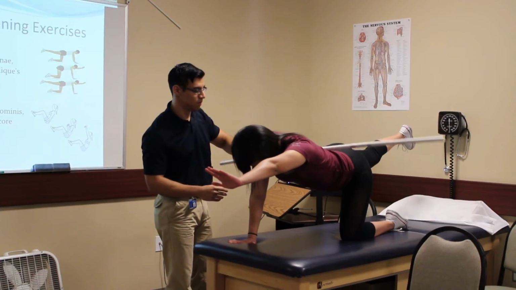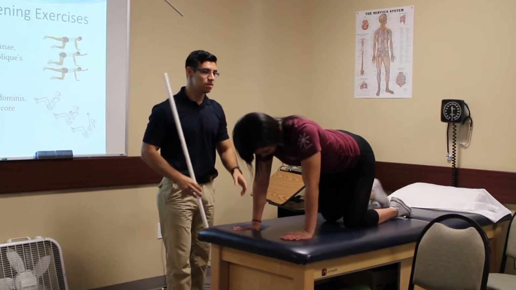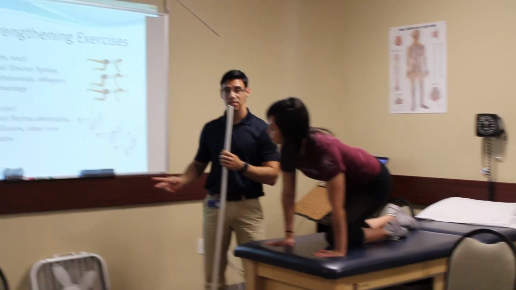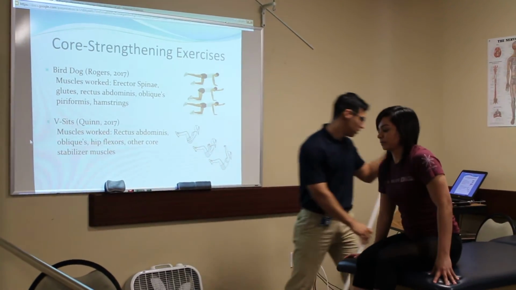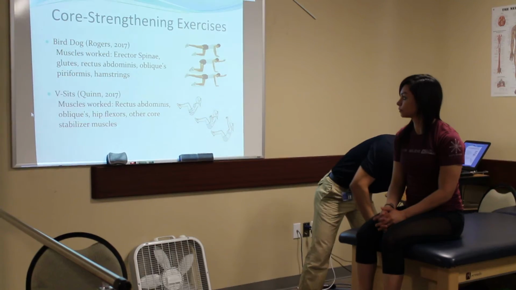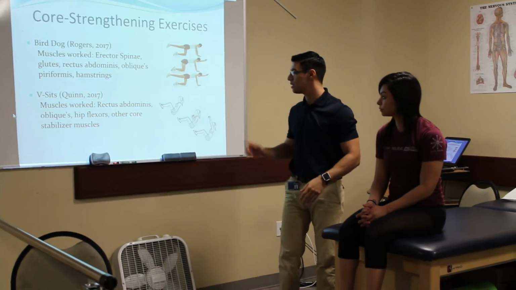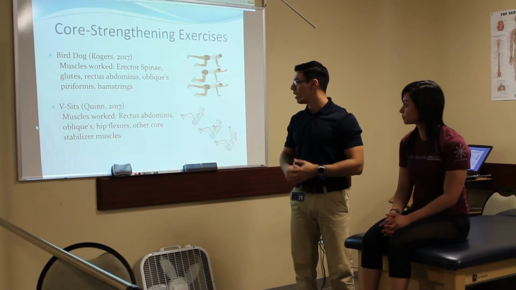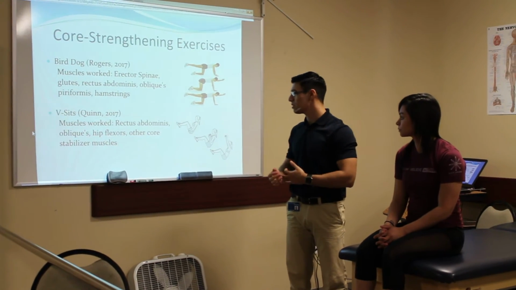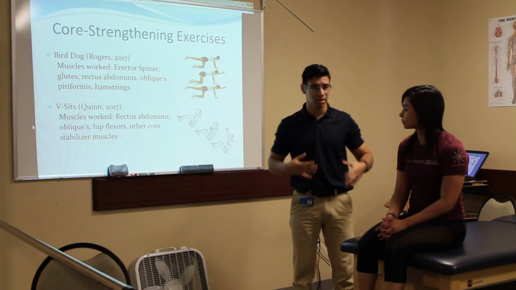Okay, good. All right. So the next exercise I'm going to have you do, Janelle, is the V-sits. So you just pretty much sit here. Okay. So the V-sit is also based on core exercises. The hip flexors too, the obliques, the rectus abdominis, and other stabilizer muscles.